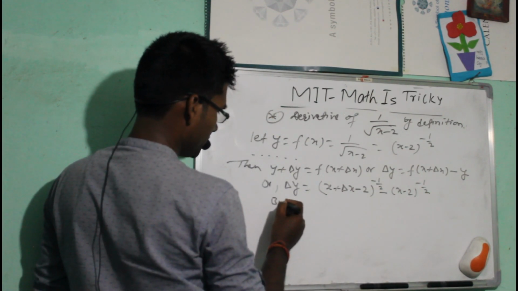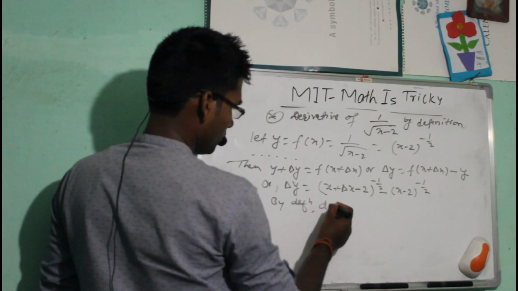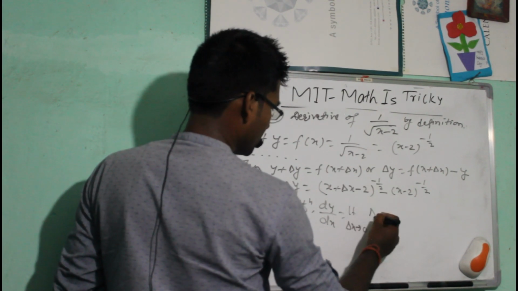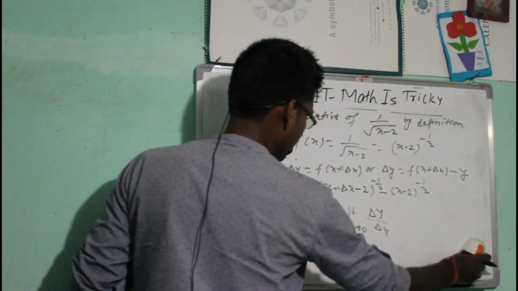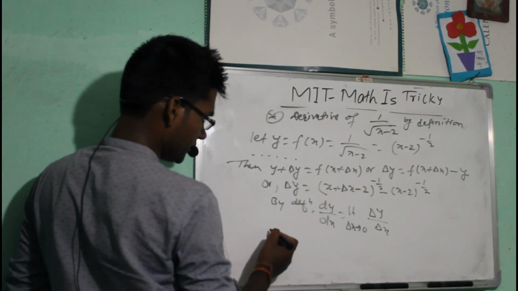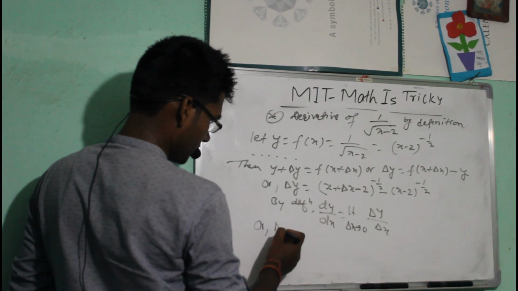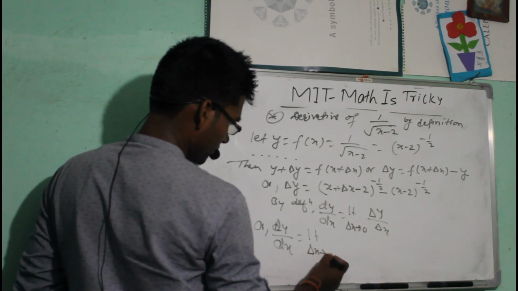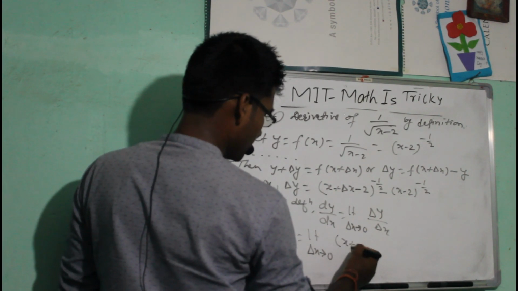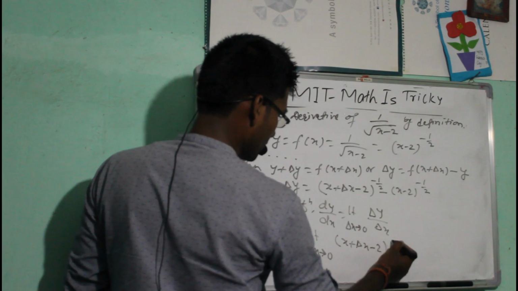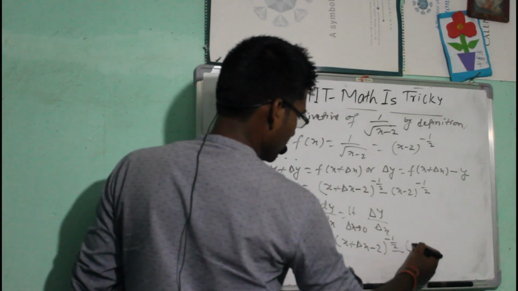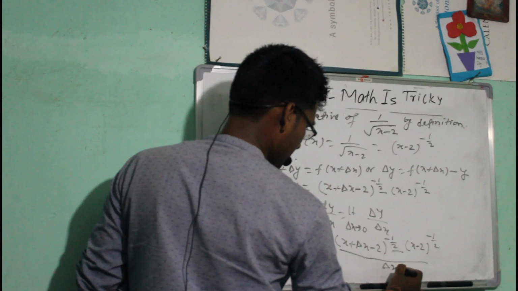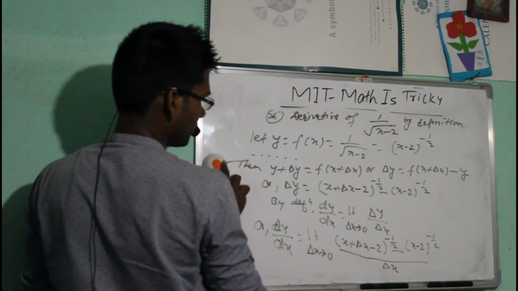Now by definition we can write simply dy by dx equals limit delta x tends to 0 of delta y by delta x. Let's substitute the value of delta y, so dy by dx equals limit delta x tends to 0 of (x plus delta x minus 2) power minus 1 by 2 minus (x minus 2) power minus 1 by 2, divided by delta x. Let's simplify this further to get the answer.